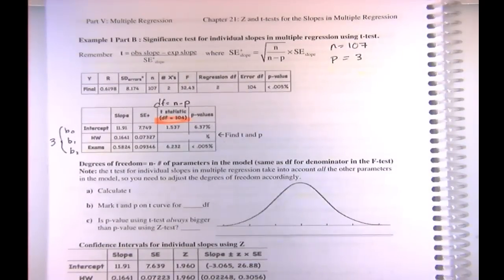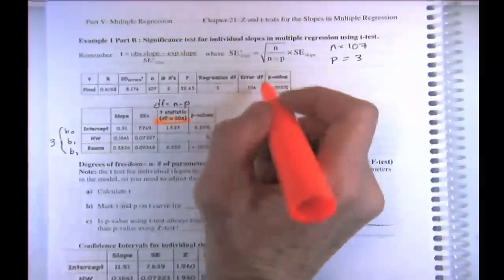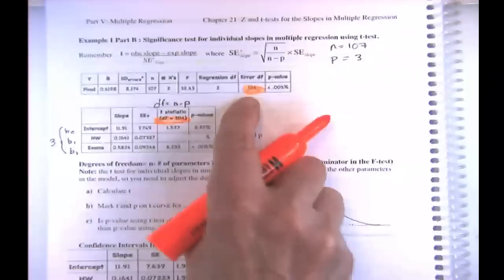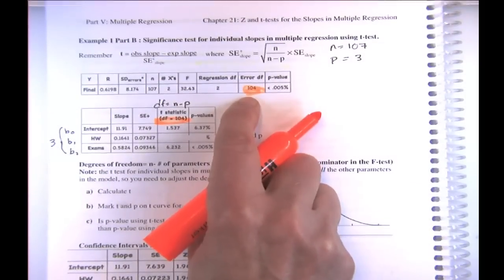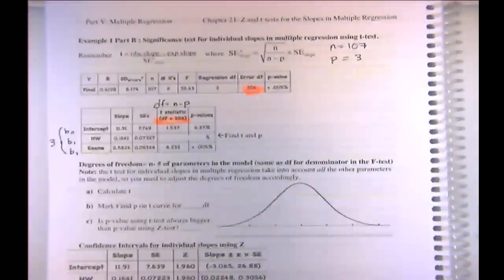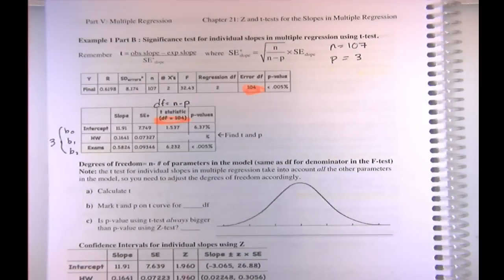Now, that's the idea here. So your error degrees of freedom are n minus p. This is the same as the error degrees of freedom, the degrees of freedom 2 in your F test. All right? And here it is here.